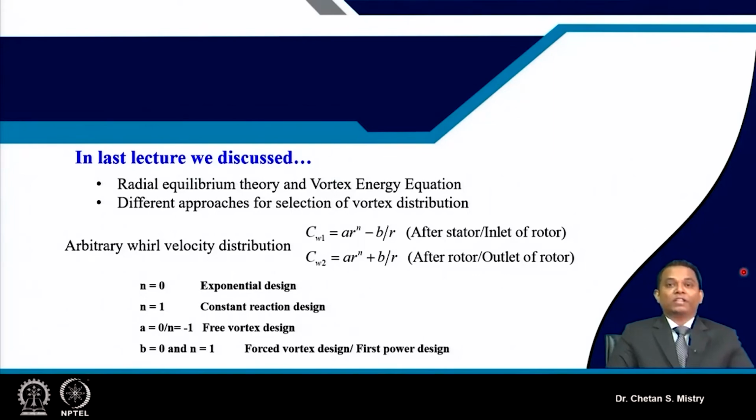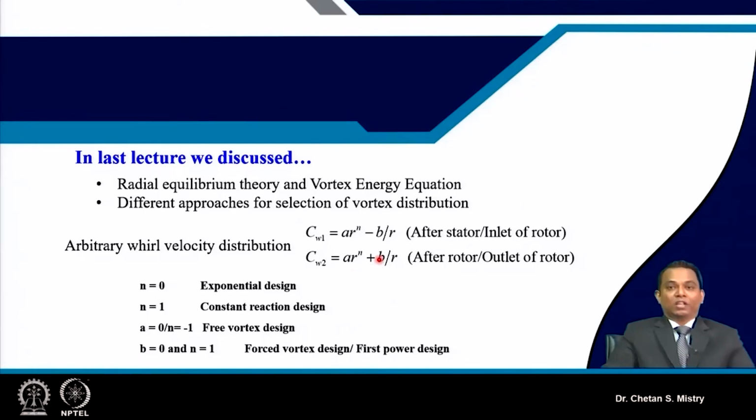We were discussing different approaches for the selection of vortex distribution, and we realized that if we consider CW into R equal to constant, that is what we define as a free vortex design. Later we started discussing the selection of vortex, what we call arbitrary whirl velocity distribution. We discussed what the whirl at the entry needs to be: it is given by A into R to the power n minus B by R, and at the exit of the rotor we can consider CW2 as A into R to the power n plus B by R.